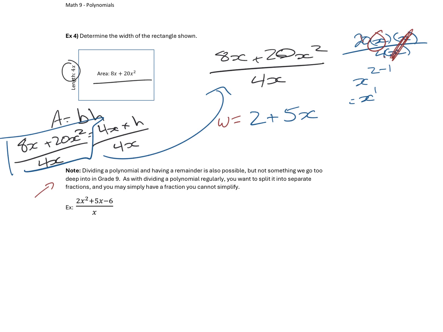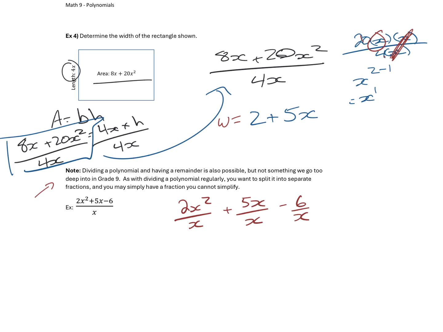Not necessarily something we're going to get into this year, but I just want to give you an idea. Dividing a polynomial and having a remainder is also possible, but not something we go too deep into in grade 9. As with dividing a polynomial regularly, you want to split it into separate fractions, and you may simply have a fraction you cannot simplify. So if I take this one and split them all up into those fractions that I had before, so 2x squared divided by x plus 5x divided by x minus 6 divided by x.